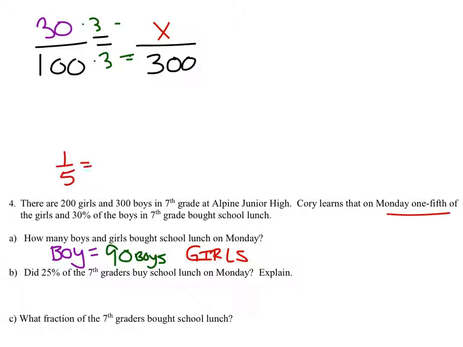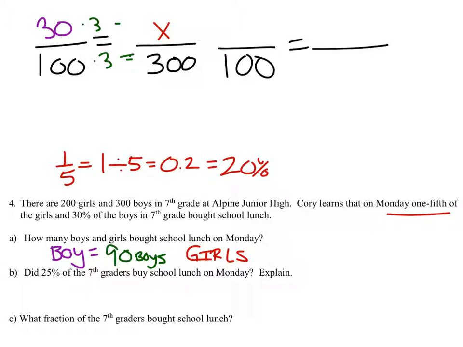Now for the girls, it shows 1/5 right here. And if we wanted to write this as a decimal, we'd do 1 divided by 5, which is 0.2, which is 20%. So the only thing that changes about this proportion is the percentage and the number of girls, which is 200 girls. And it says that 1/5 is 20%, so that's our percentage. So this one again, scale factors would be easier. Multiply both of these by 2, and you get 40 girls.